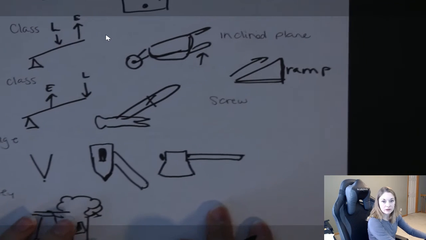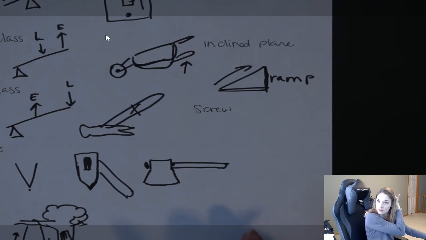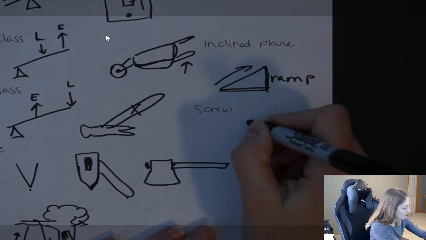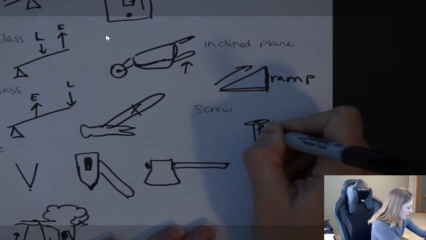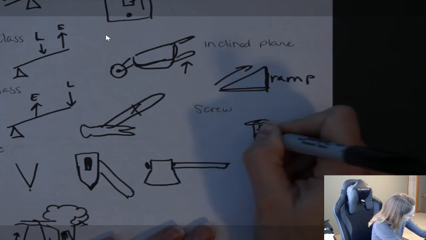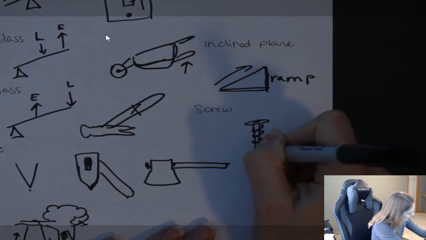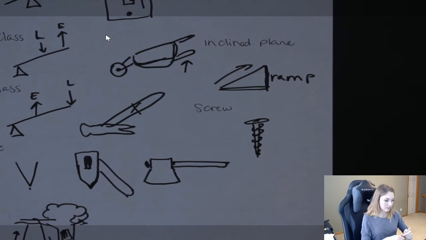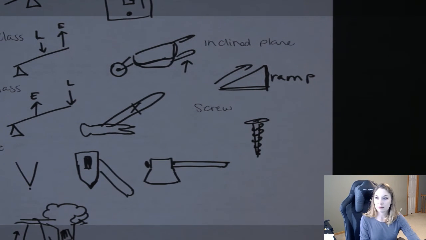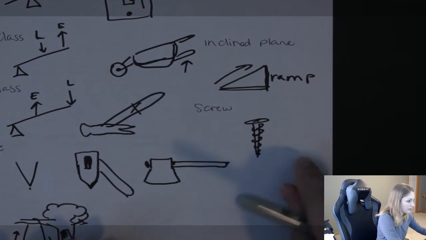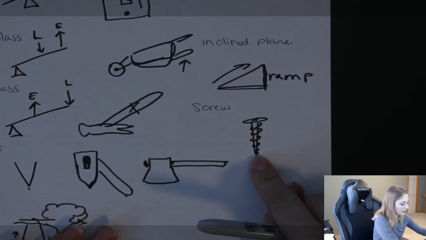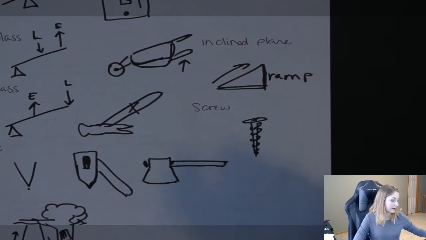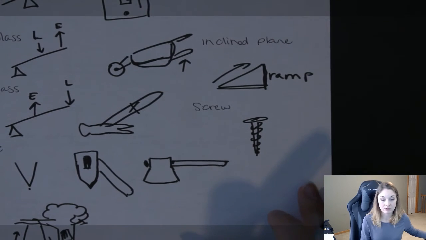Our last one here, because we already talked about inclined plane, sorry, it's getting a little crowded, is a screw. And for this one, I'm just going to draw a screw as if you were working on some sort of project. The idea here is that a screw has an inclined plane wrapped around a cylinder. That cylinder can be tapered to help drive that in further, but that is the basic definition of a screw there.